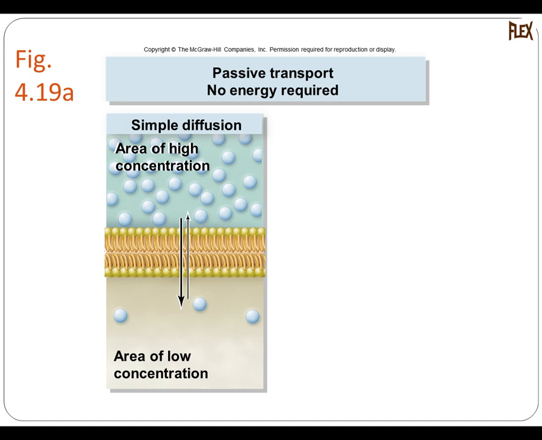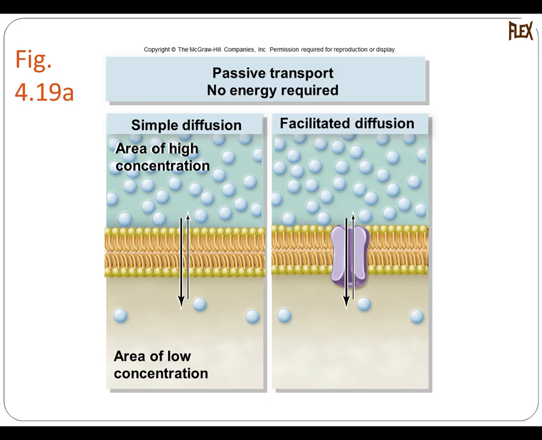And what type of transport is that? Facilitated diffusion. But the commonality is you still see a gradient for that molecule. What questions do you have about the difference between simple versus facilitated diffusion?